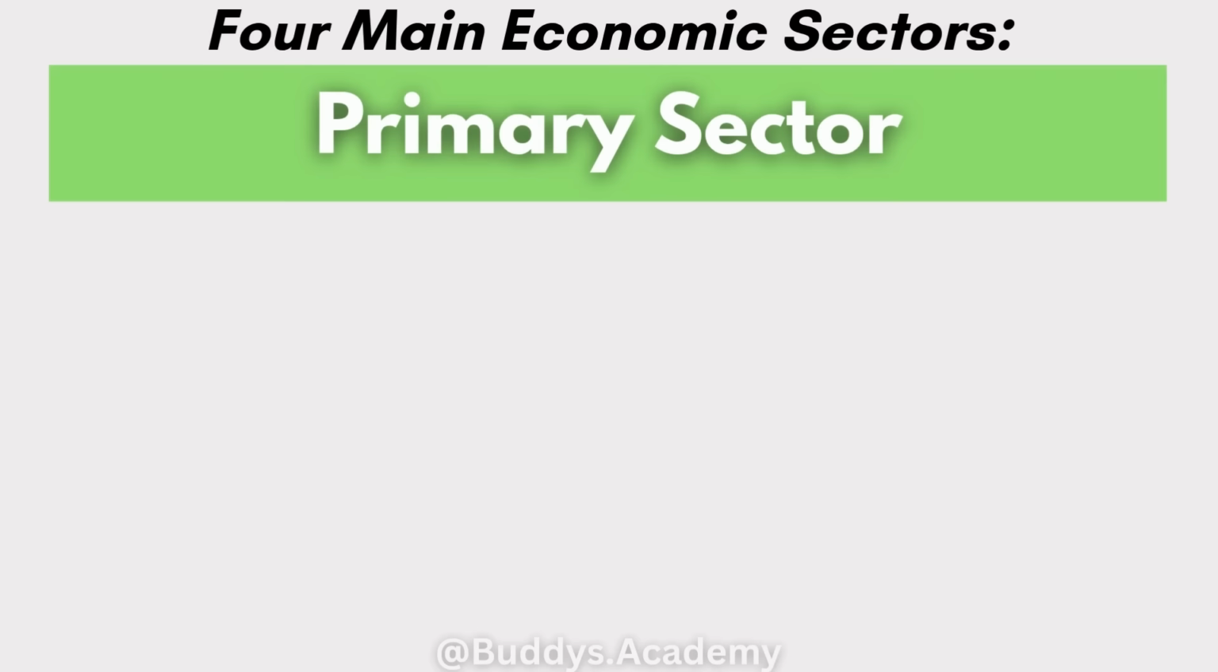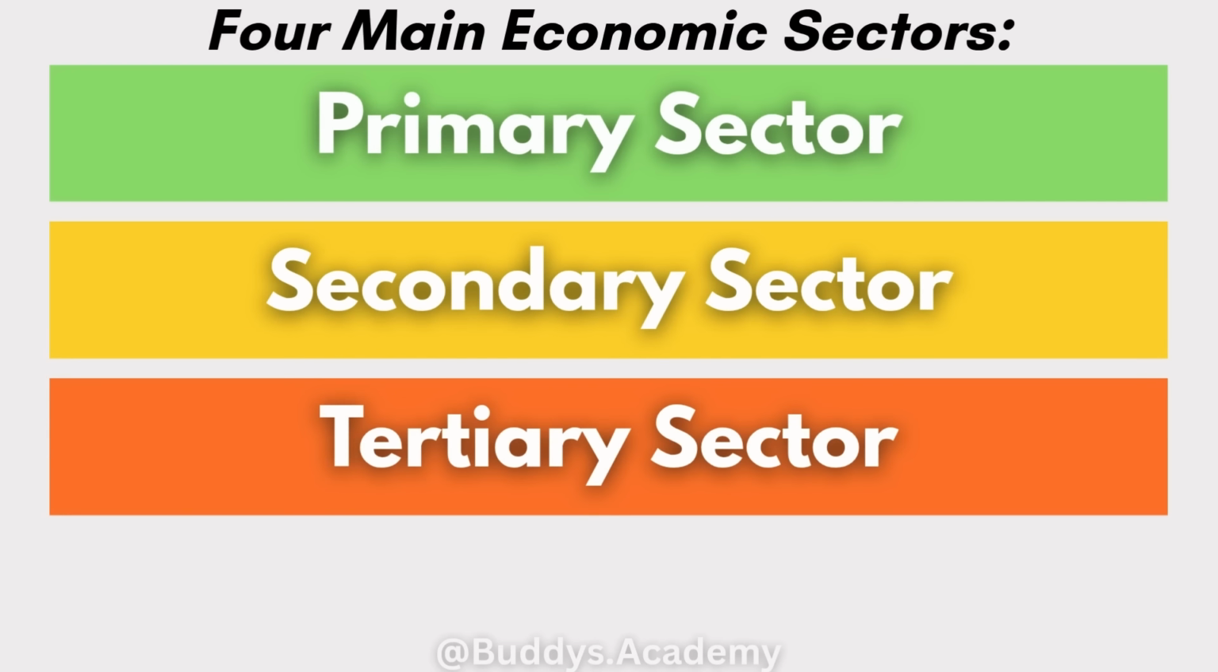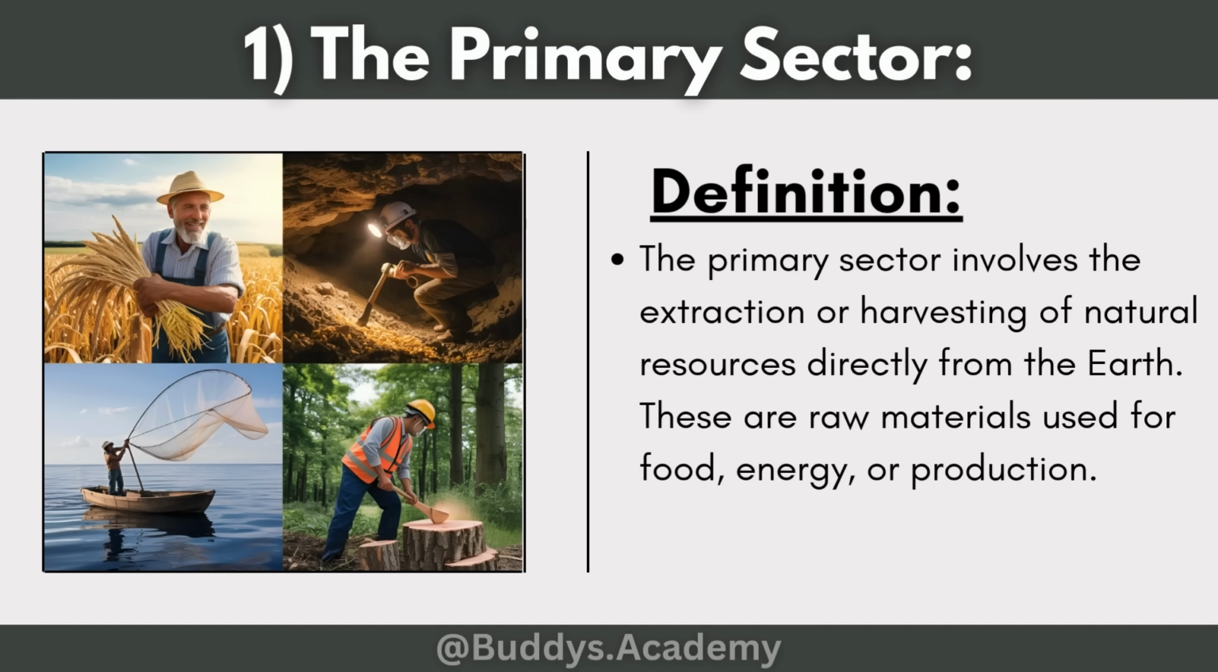So there are four main economic sectors. So your primary, secondary, tertiary and quaternary sector. So what is the primary sector? The primary sector involves the extraction or harvesting of natural resources directly from the earth. These are raw materials used for food, energy or production. Remember, this sector is all about removing your natural resources from the environment.